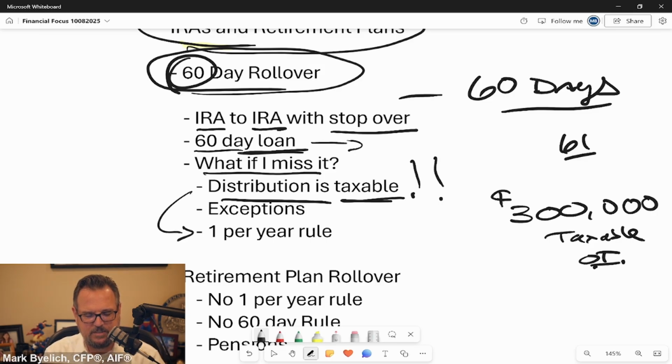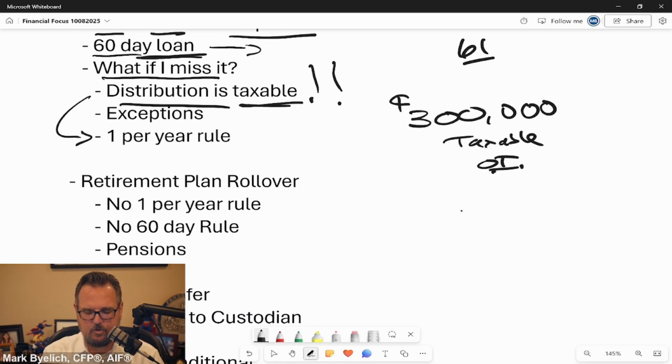So before I go into exceptions, let's talk about the one per year rule. The other thing that I see people mess up on is maybe they'll say, let's say the loan's not that big or that distribution's not that big. For whatever reason, they'll take a distribution. Let's say their first distribution is $5,000. So whether they're going to roll that first distribution over or whether they're going to spend it. So let's say we're going to do the $5,000 rollover, right?